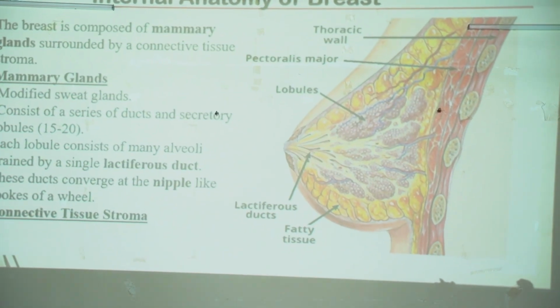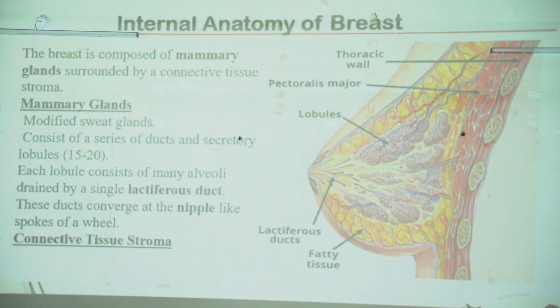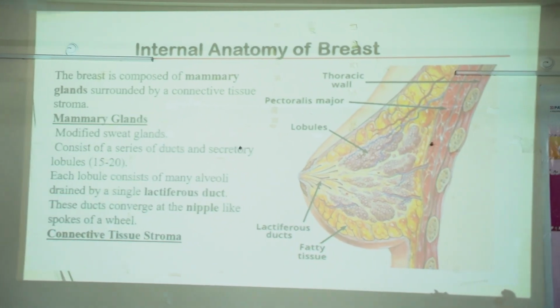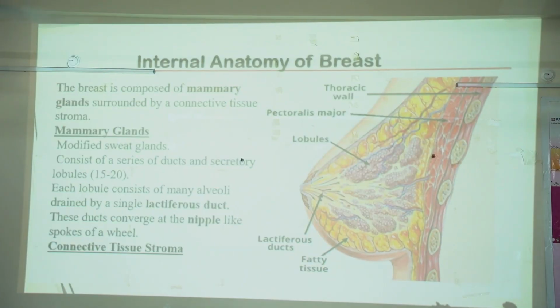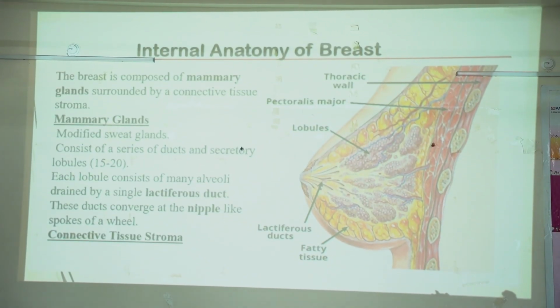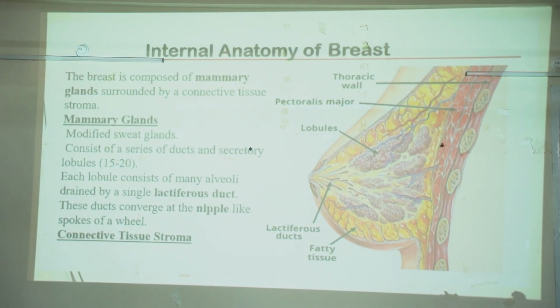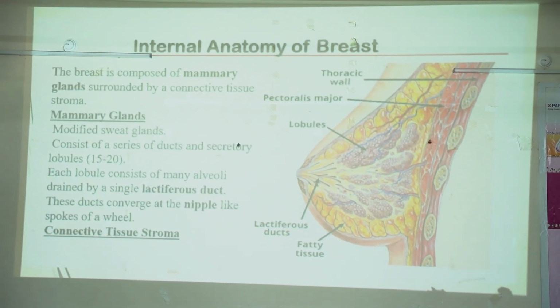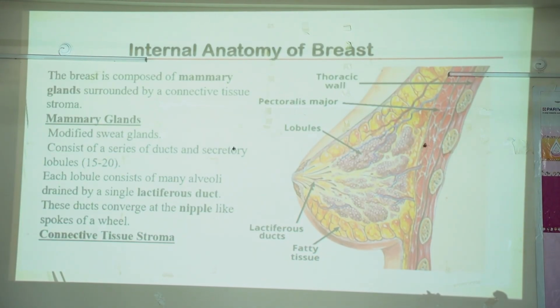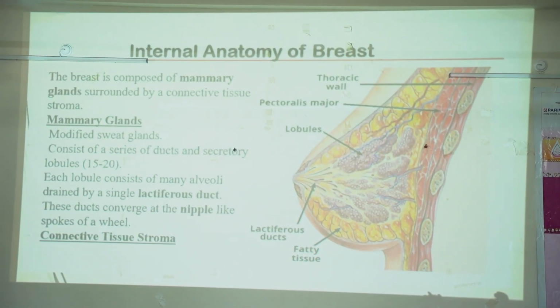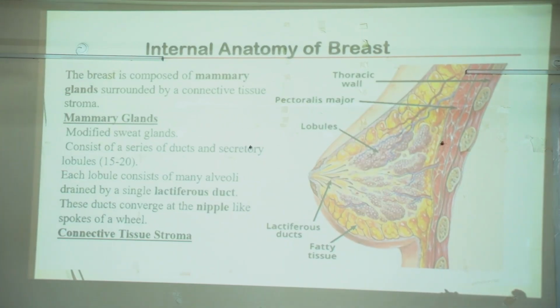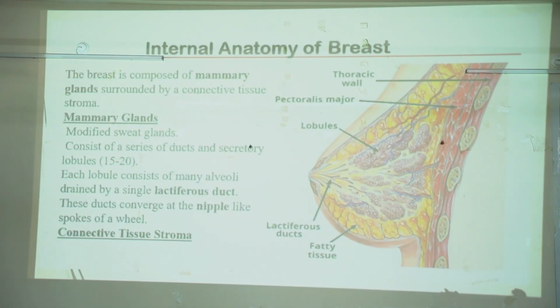These lobules will have alveoli. This alveoli will open into lactiferous ducts towards the nipple; they join with a lactiferous sinus and they open into the nipple. Okay, this is how the internal anatomy is. So you need to know what the function of this lactiferous duct and sinus is. The milk which is secreted within the alveoli will finally come and stay within the lactiferous sinus that is present just behind the areola.